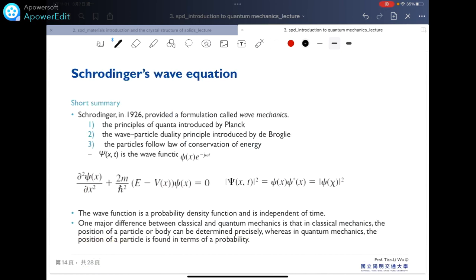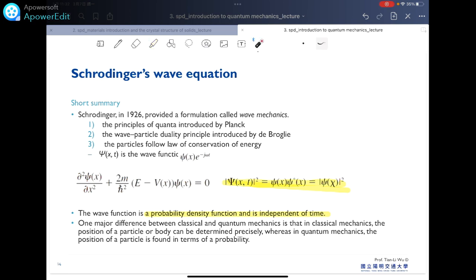So here is a short summary for the wave equation. The wave equation provides what we call wave mechanics, based on the principle of quantum mechanics and wave-particle duality, and it also follows the laws of conservation of energy. So the main conclusion is this one: the wave function is a probability density function, independent of the time. That's what we already mentioned before.